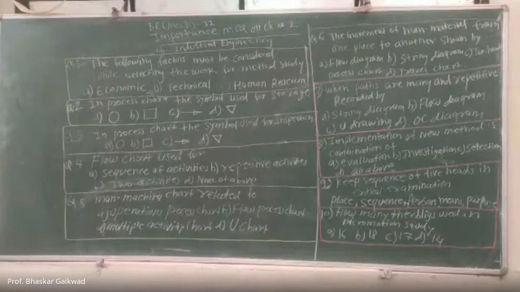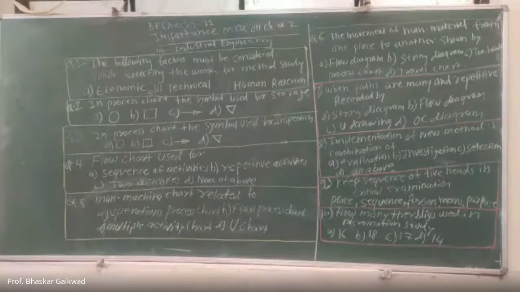Implementation of a new method is the combination of evaluation, investigation, and selection. Last time we have seen that to evaluate the new method, cost estimations will be there. Investigation means finding out what is actually going on, and after that you have to select the best method. Investigate means we have a number of alternatives, and you have to select one of the alternatives, and for this alternative you have to go for installation.